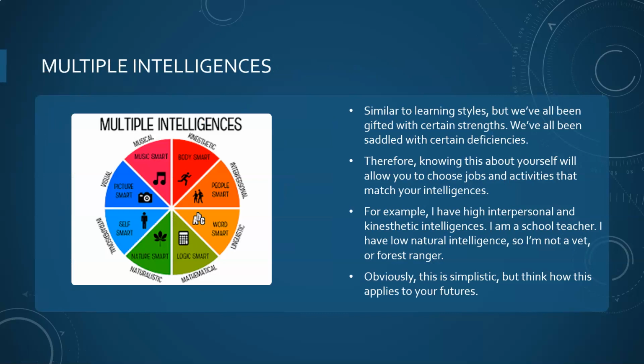Multiple intelligences, similar to learning styles, but we've all been born with certain gifts and we've all been saddled with certain deficiencies. Knowing this about yourself is incredible self-knowledge. Knowing what you're strong in. So for me, for example, I have two. I'm very high in kinesthetic and I'm very high in interpersonal. I work in a job that I talk to people all day and I move around all the time. That's perfect. I have terrible natural intelligence. So I'm not a veterinarian or a forest ranger. I'd be terrible. Now, obviously, this is very simplistic, but looking at yourself, where are you strong? That's probably where you want to be with your hobbies, activities, and jobs.